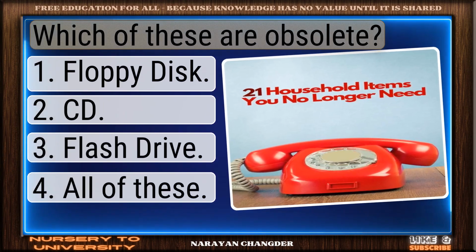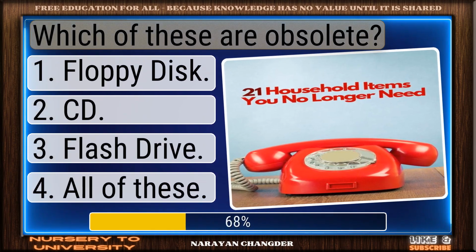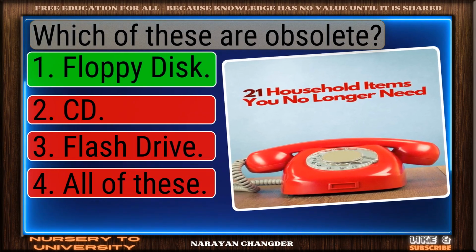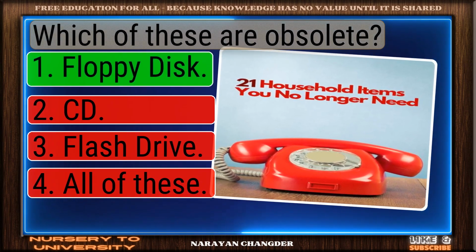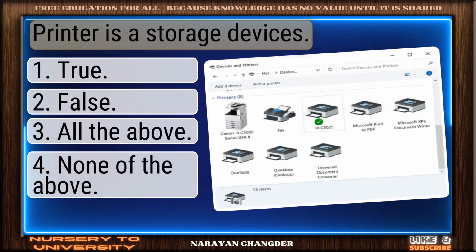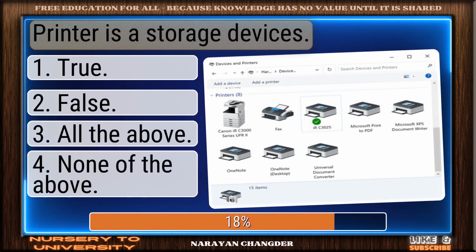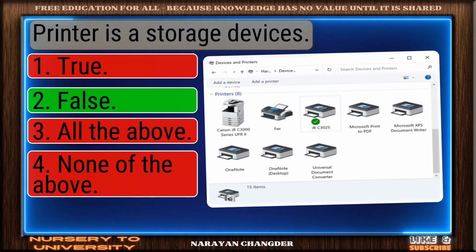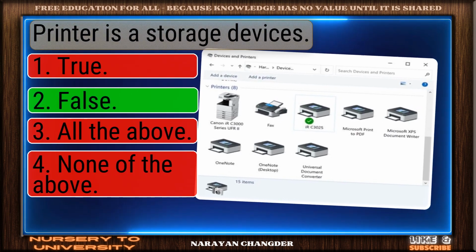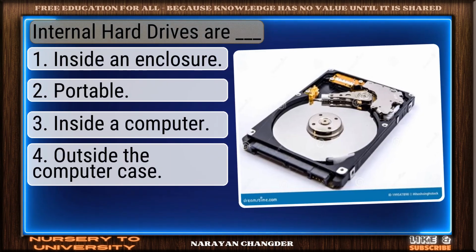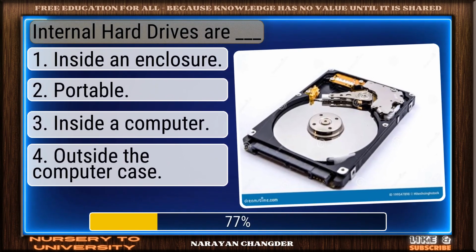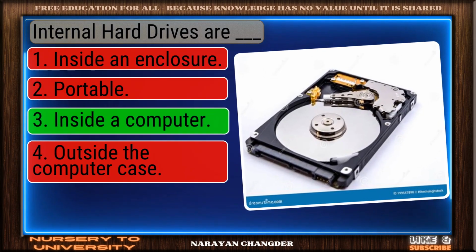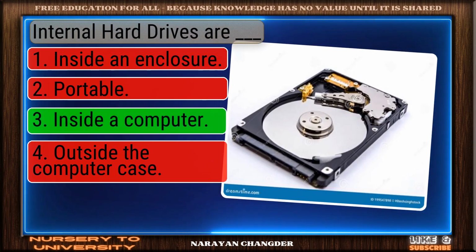Which of these are obsolete? Excellent choice. Floppy disk is the right answer. Printer is a storage device. Right choice. False is the best answer. Internal hard drives are dash. Well reasoned. Inside a computer is the correct choice.